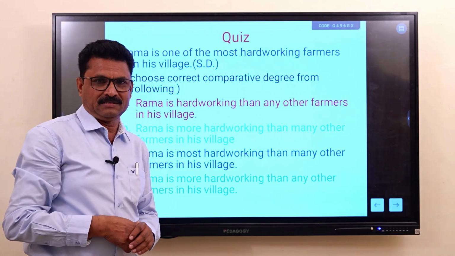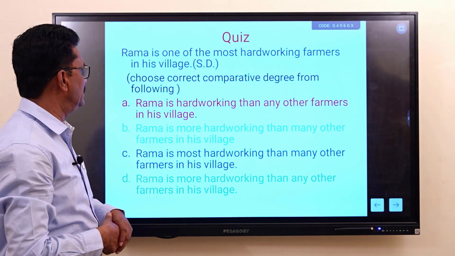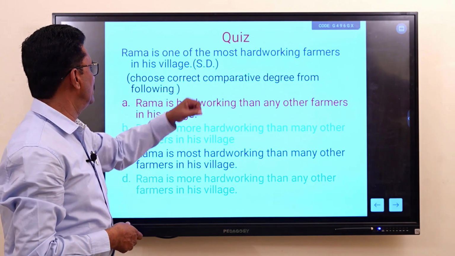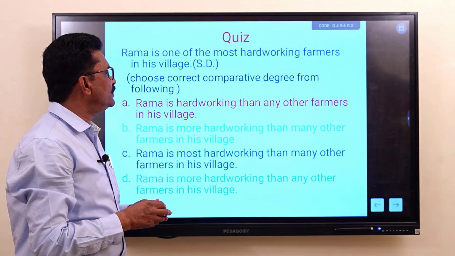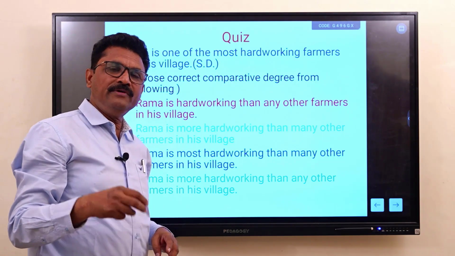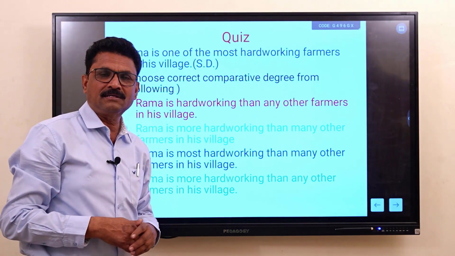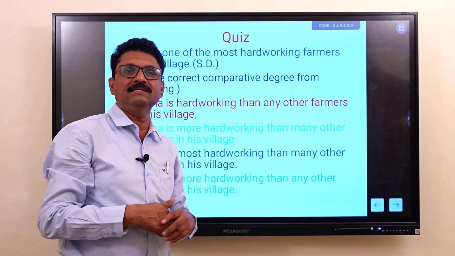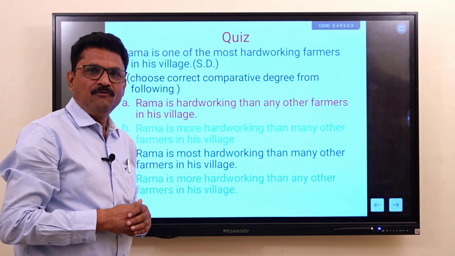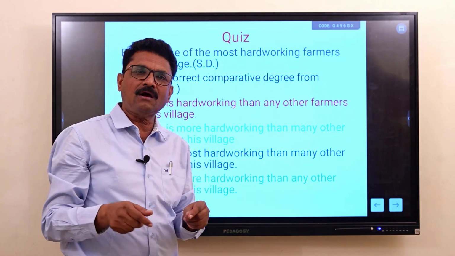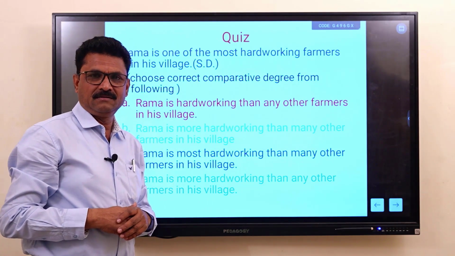So here is a quiz for us. Rama is one of the most hard-working farmers in his village. Superlative degree. The instruction is given for us. Choose the correct comparative degree from the following. How can we use the correct comparative degree? The tricks we have learned in a previous slide. One of the phrase is here, that's why we have to find out than many other or than most other in a comparative degree. Look, four options are given for us. We will see.